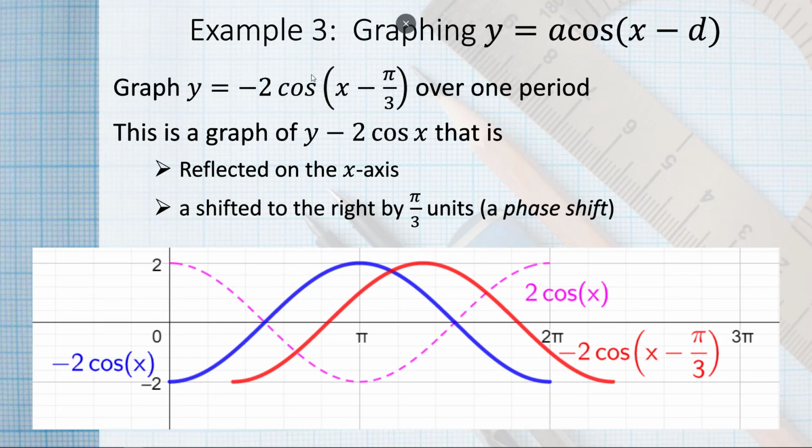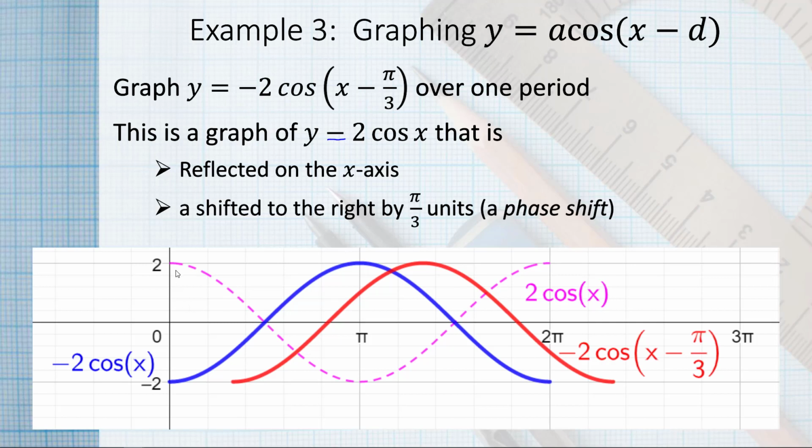Here we want to graph y is equal to negative 2 times the cosine of x minus pi over 3 over 1 period. And what I want you to notice is that this is the graph of y is equal to 2 cosine x, that is reflected across the x-axis, and then shifted to the right by pi over 3 units because we have a positive phase shift.